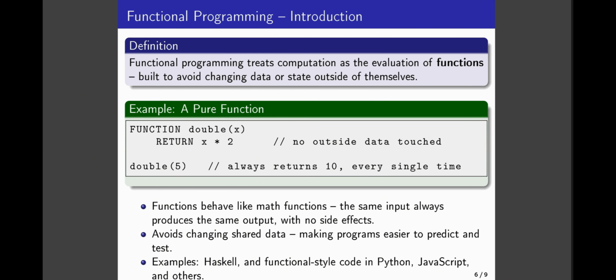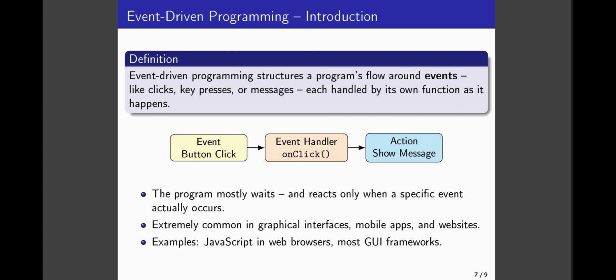So functions behave like math functions. The same input always produces the same output with no side effects. This approach avoids changing shared data, which makes programs easier to predict and test. So examples of this style include Haskell as well as functional style code you will find in Python, JavaScript, and other multi-paradigm languages.